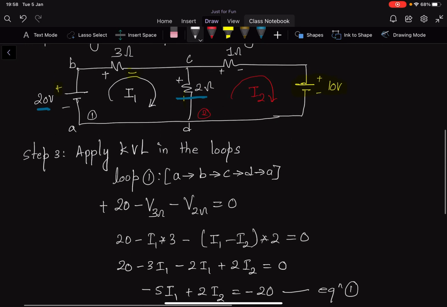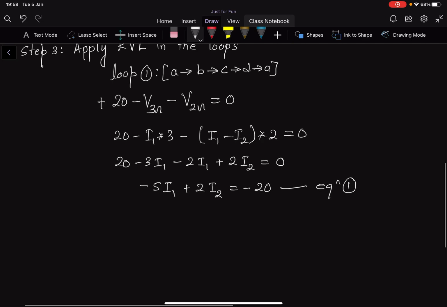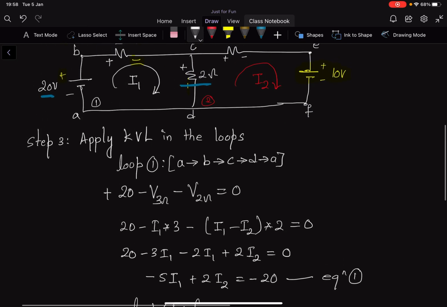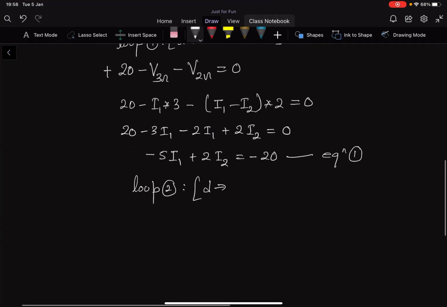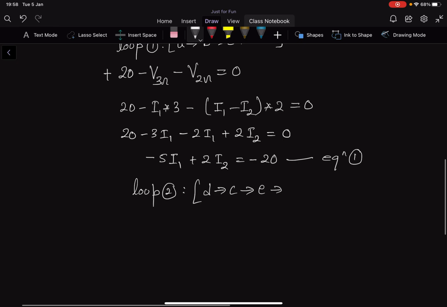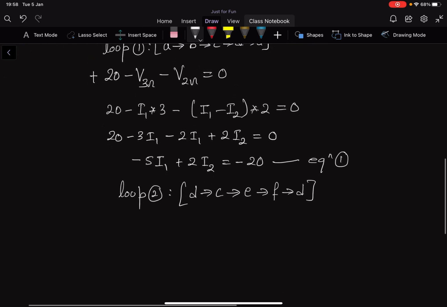And then I'm going to apply my loop 2 now. So A, B, C, D, I'm going to say this is my E and this is my F. This node here, this node here. So for loop 2, I'm going to follow from D to C, and C to E, E to F, and back to D. And that's where I'm going to apply my KVL or Kirchhoff's voltage law.